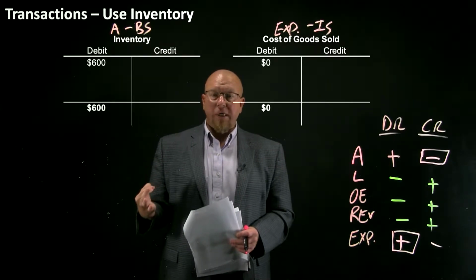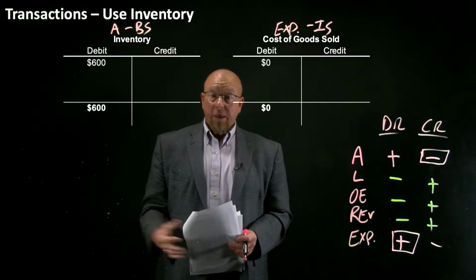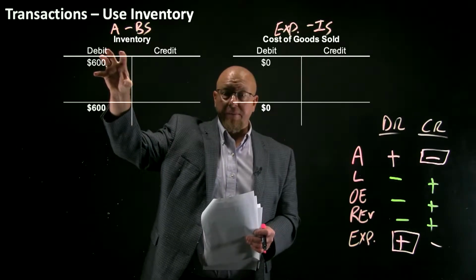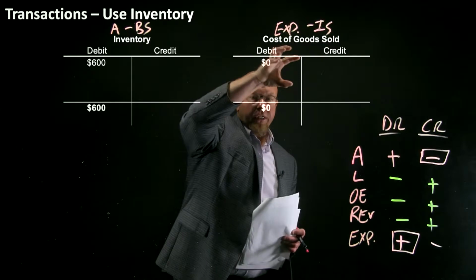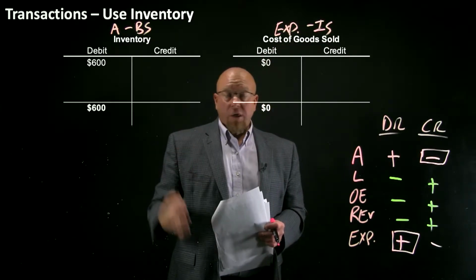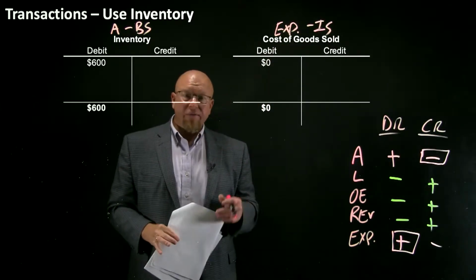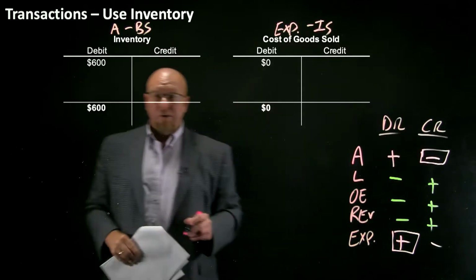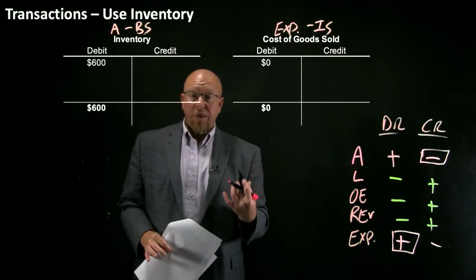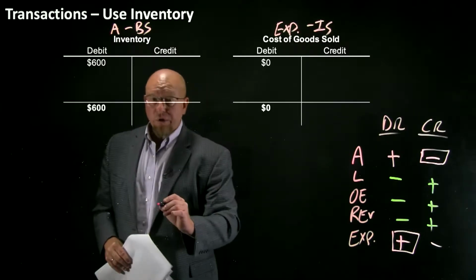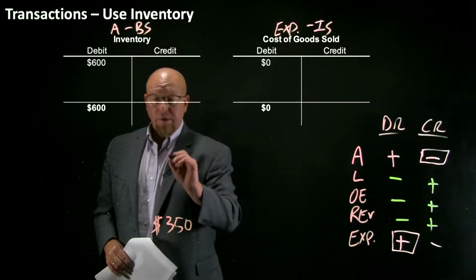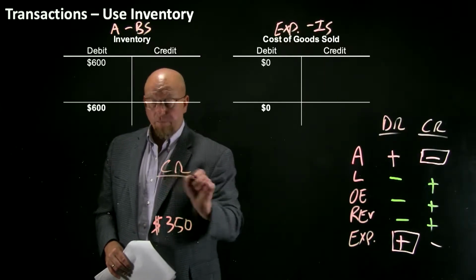Some of that inventory is gone because we sold it. And what we really need to do is take some of these dollars and move them from the balance sheet over to the income statement as cost of goods sold. Now, it's kind of convenient that assets and expenses have the same behavior. So if you want your inventory to decrease, you're going to need to make a credit entry to the inventory account.